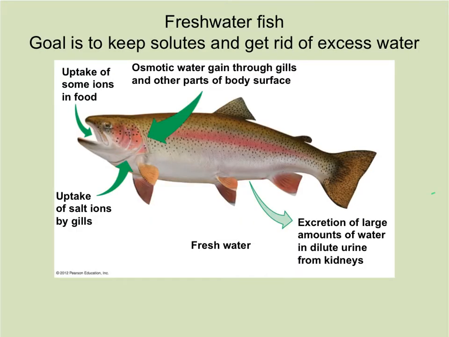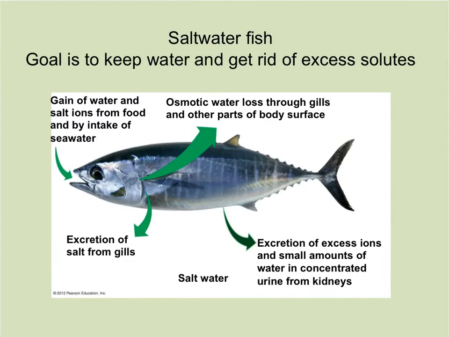Freshwater fish have the problem of too much water and not enough solutes. So they actively take in salt ions through the gills, and they're not going to drink any water. And then they're going to excrete a large amount of urine, and that urine's going to be really diluted. Saltwater fish have the exact opposite problem. They have too little water and too much solute. So they're going to be constantly drinking in salt water, actively excreting salt from the gills, and making very little, very concentrated urine. That's how they osmoregulate.